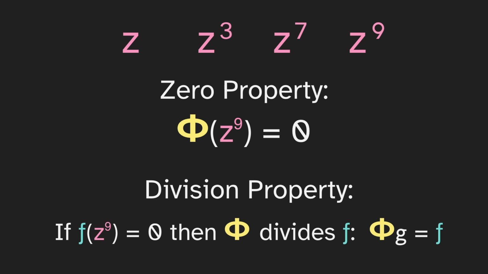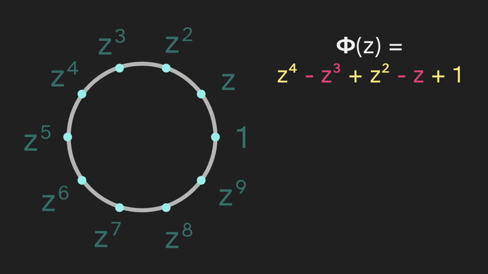So let's take a look at phi of z. When we write the formula on the right, we get these 5 terms, and we can plot them around the circle. And here I've put the positives in yellow and the negatives in red.